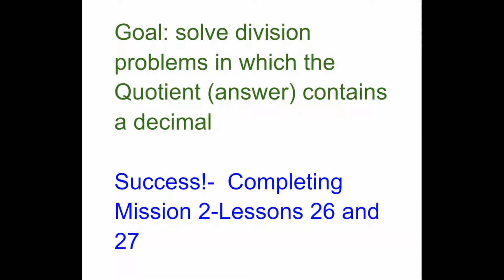Our goal for this lesson is to solve division problems in which the answer or quotient contains a decimal. We will know we have been successful when we are able to complete Mission 2 Lessons 26 and 27.